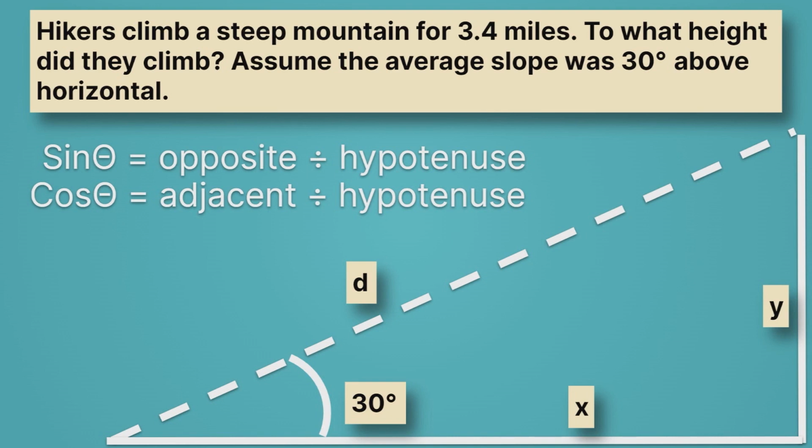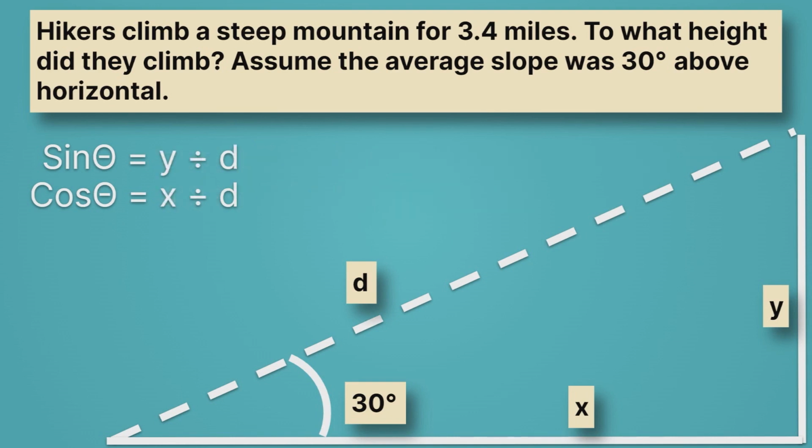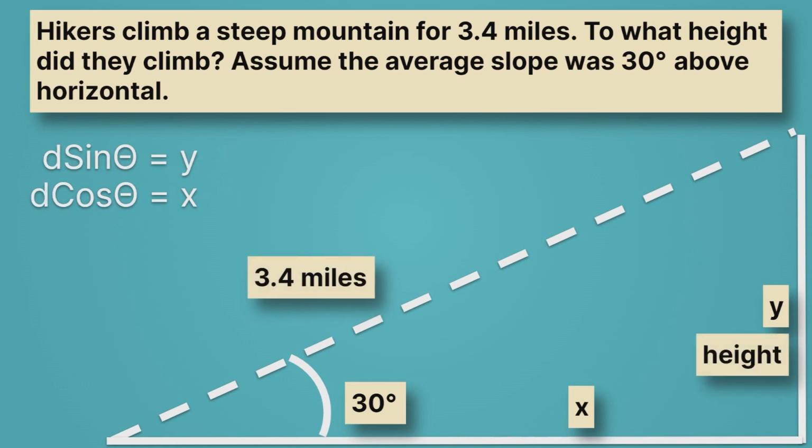Were you able to get it? Here are the correct answers. The sine of theta is equal to y divided by d, because d is the hypotenuse and y is the opposite side. Cosine theta is equal to x divided by d, because x is the adjacent line and d is again the hypotenuse. What we normally do here is multiply both sides by d in these equations to get d sine theta equals y and d cosine theta equals x.